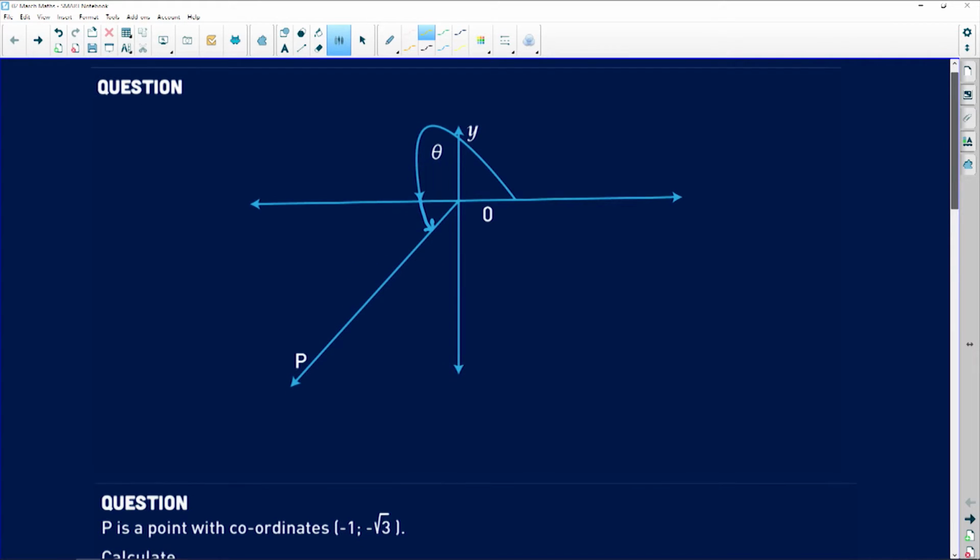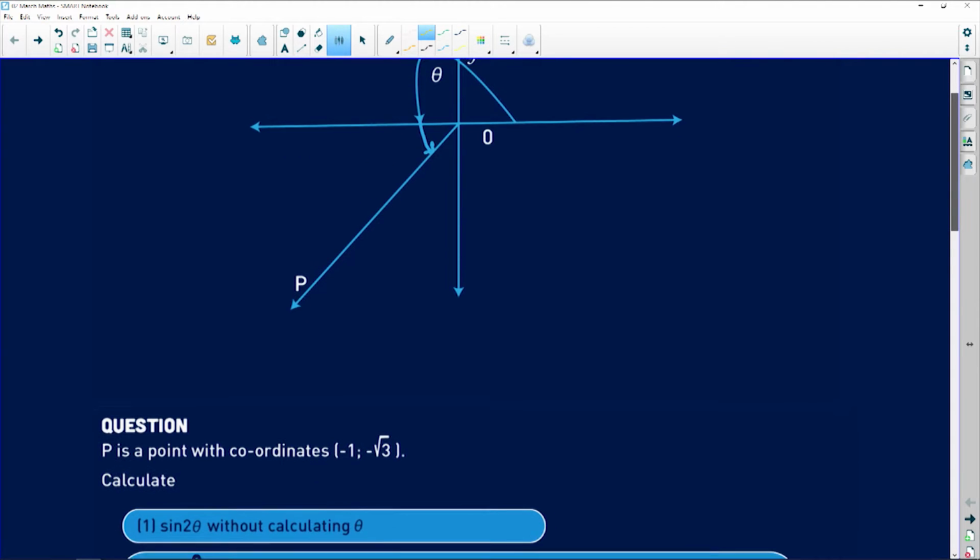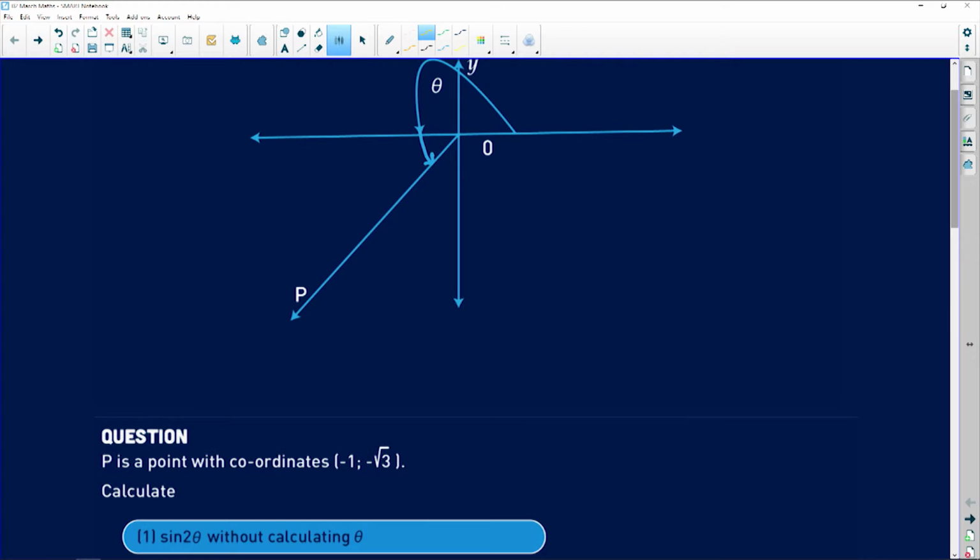And you will notice that we've got a terminal ray that lies in the 3rd quadrant. We are told in that opening statement that P is a point with coordinates -1 and -√3, which confirms the fact that P does indeed lie in the 3rd quadrant, because both the x coordinate and the y coordinate of that point are negative. So this is basically where x is -1 and the y value is -√3. That's the point on that terminal ray OP that you're looking at there.